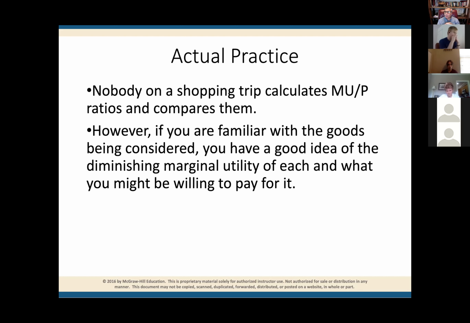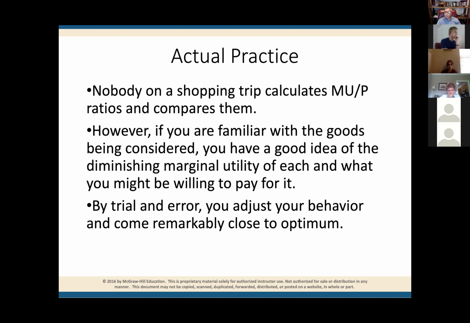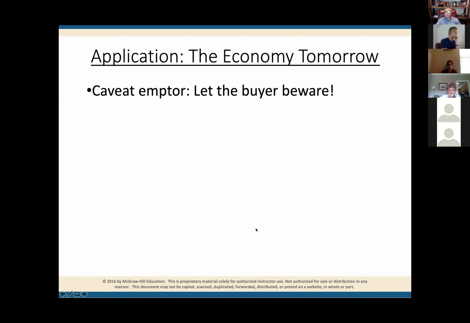Think about people that buy those 6, 7, 8, 10 carat diamond rings. It's just nothing more than bragging rights, right? So then by trial and error, we adjust our behavior until we believe that we have received the optimal amount. And this is the end of the chapter, guys.